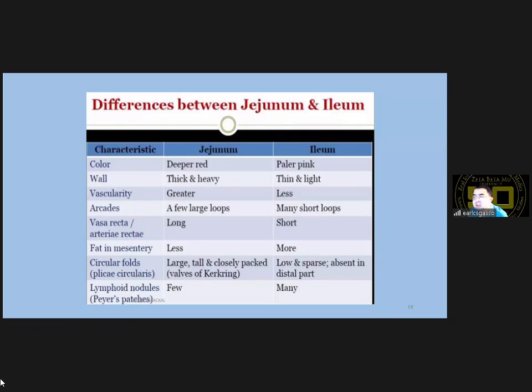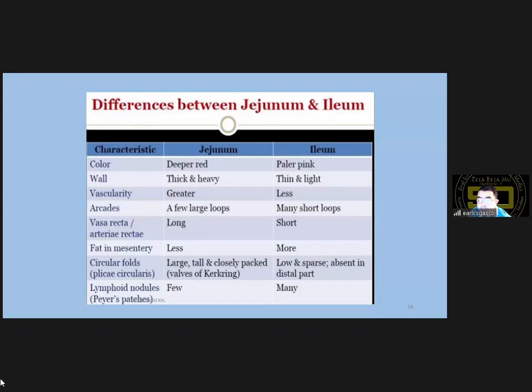Now, the differences between the jejunum and the ileum. Grossly, the jejunum is deeper red compared to the ileum, which is paler. Its walls are thicker and heavier compared to the light and thin ileum. There is greater vascularity in the jejunum compared to the ileum. The arcades seen in the mesentery are few, large loops, compared to the ileum with many short loops. The vasa recta are longer compared to the shorter vasa recta in the ileum. There is, however, less fat in the mesentery of the jejunum compared to that of the ileum.